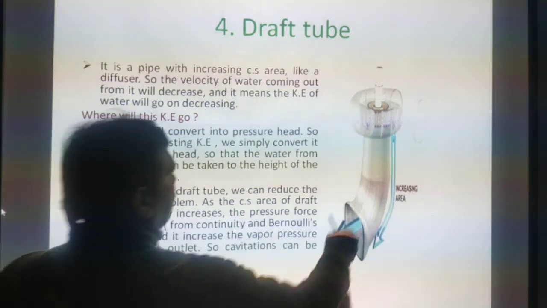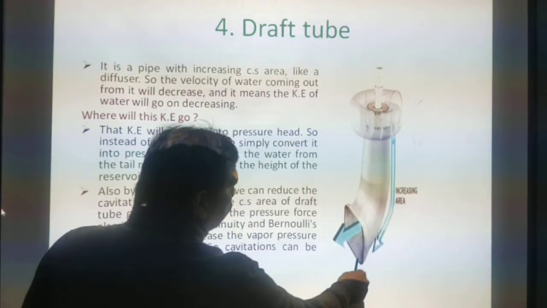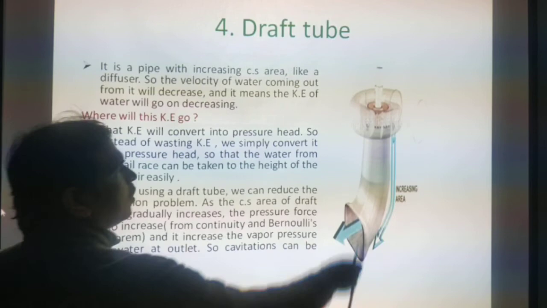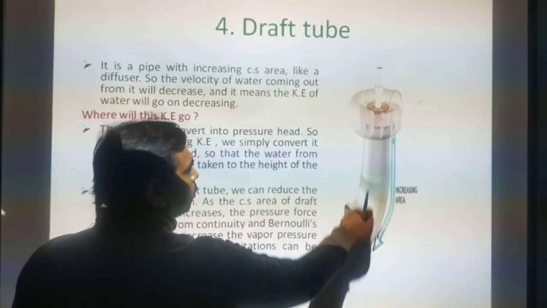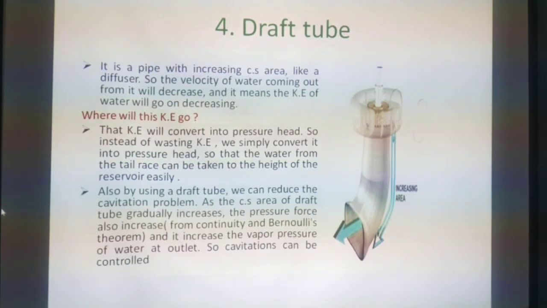You can see the area. The area is gradually increasing from this towards this. From inlet to outlet, the area is gradually increasing. So the draft tube is a pipe with increasing cross-sectional area, like a diffuser. So the velocity of water coming out from it will decrease. And it means that the kinetic energy of the water will also go on decreasing.